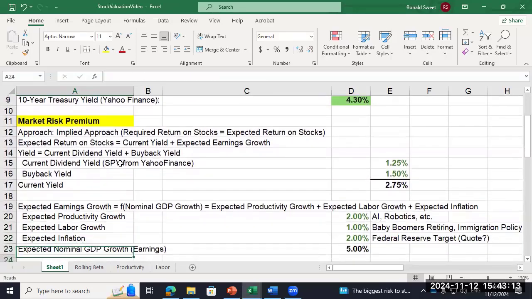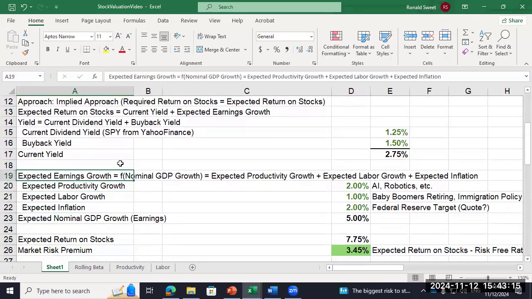Okay, there's my current yield and expected earnings growth. We already talked about that. We're going to tie that to nominal GDP growth, which y'all remember: productivity, labor growth, and inflation.